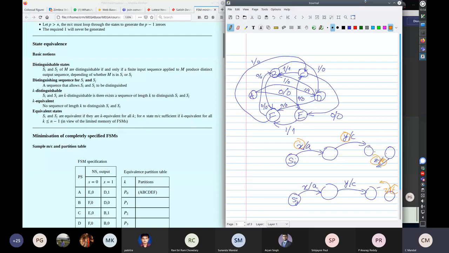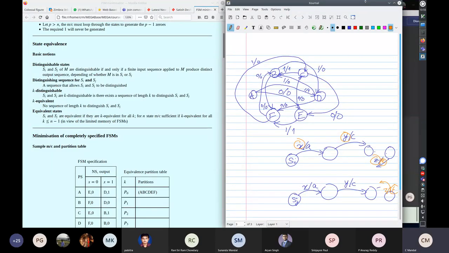And Si and Sj are equivalent if they are k-equivalent for all k. So here the question is, if your machine has n number of states, then can you put a bound on the value of k? You will see that it is enough to consider sequences of length n minus 1.